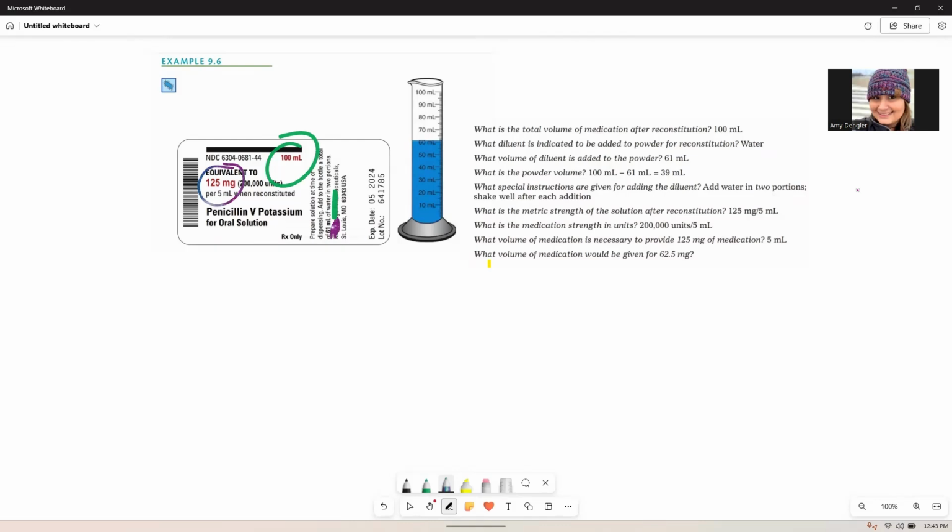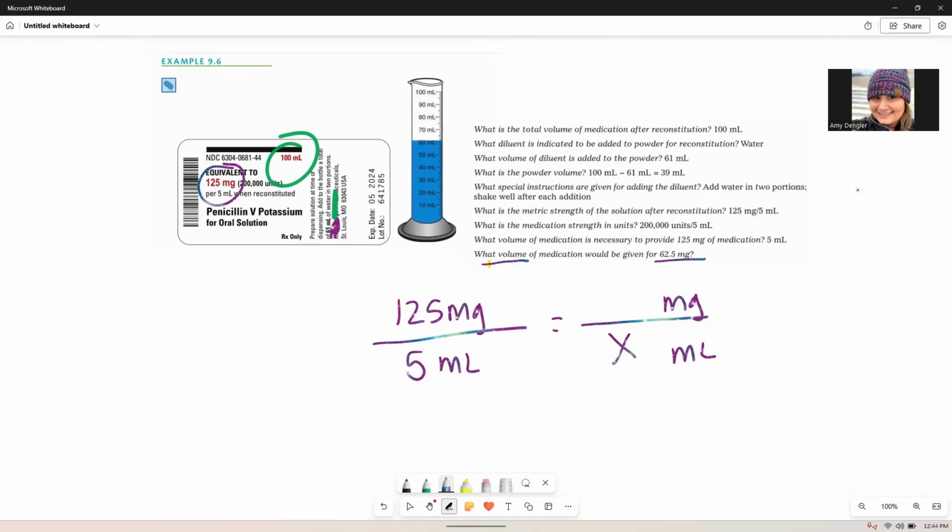And what volume of medication would be given for 62.5 milligrams? For this we need to do a proportion using the strength of the medication on one side: 125 milligrams per 5 ml. Remember, we want to have the same units on the top and the bottom. We're looking for volume, so that's going to be our x, our milliliters, and our milligrams is 62.5. We will do 125x equals 5 times 62.5.